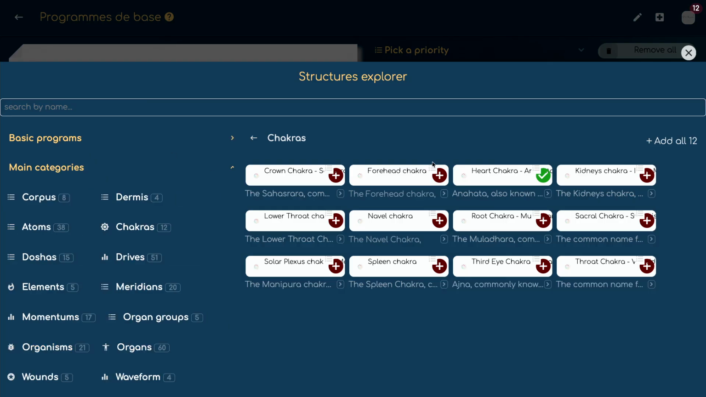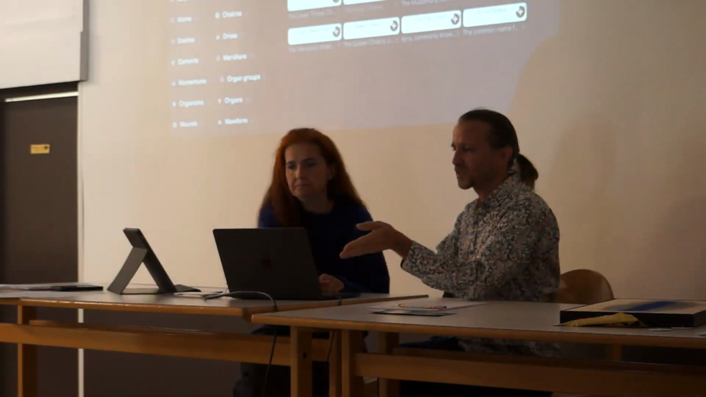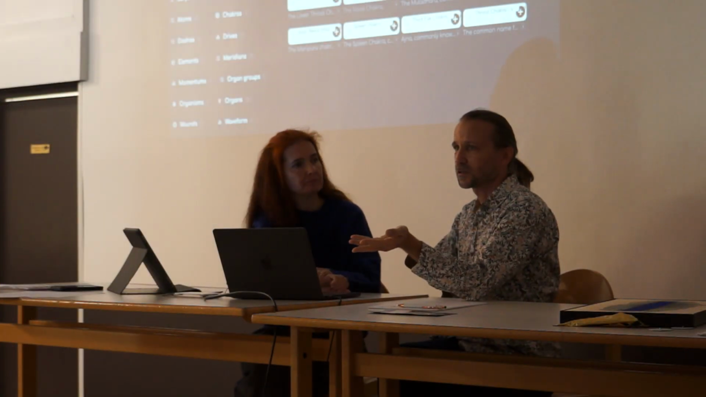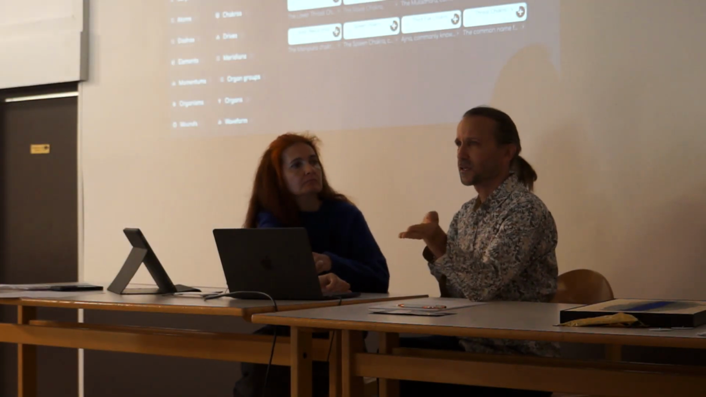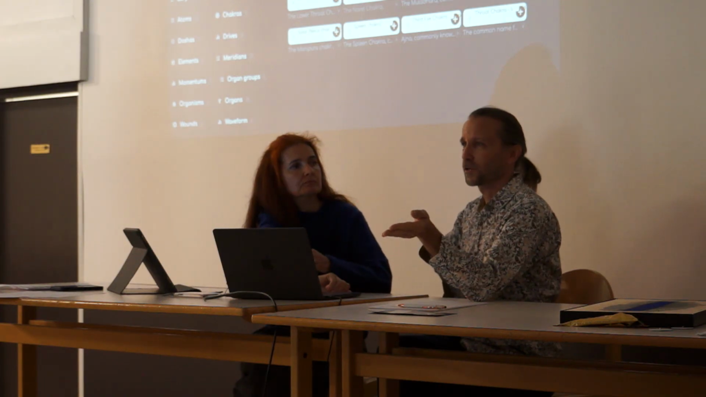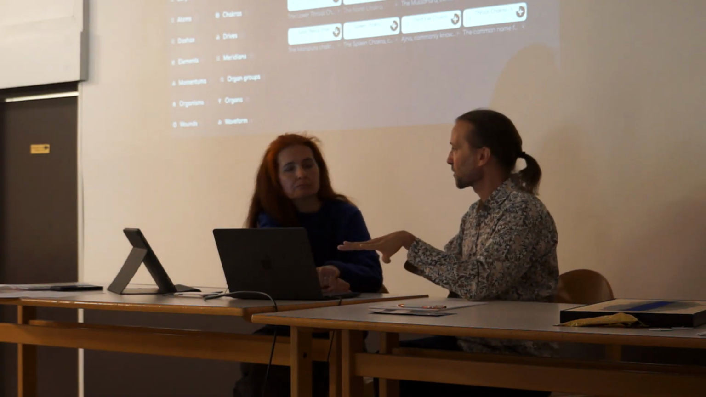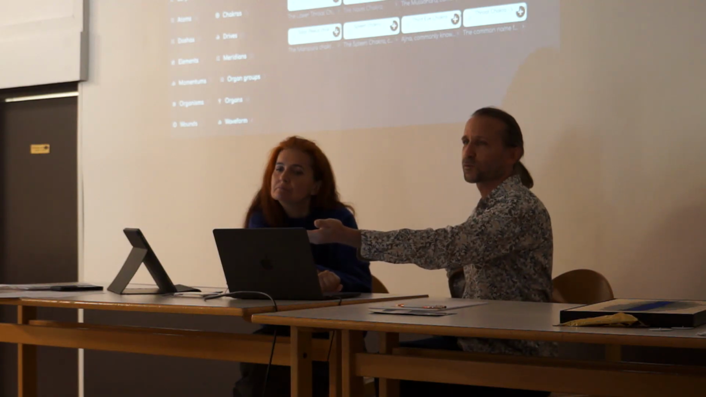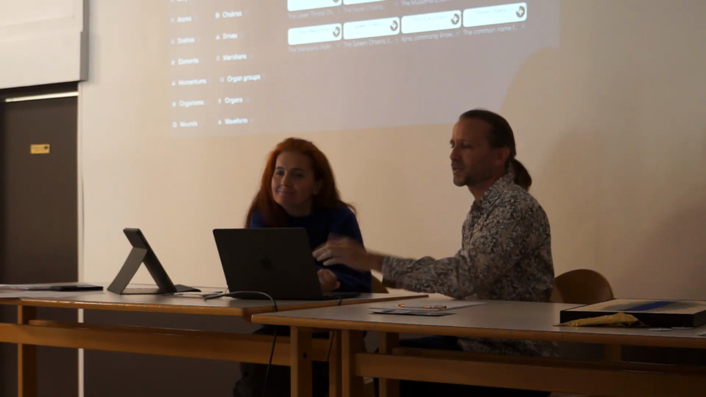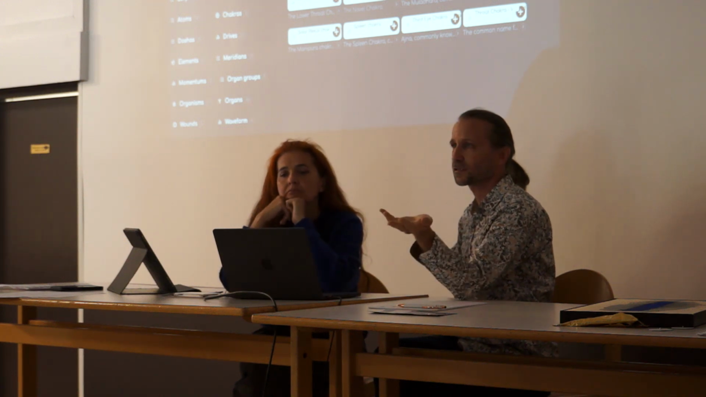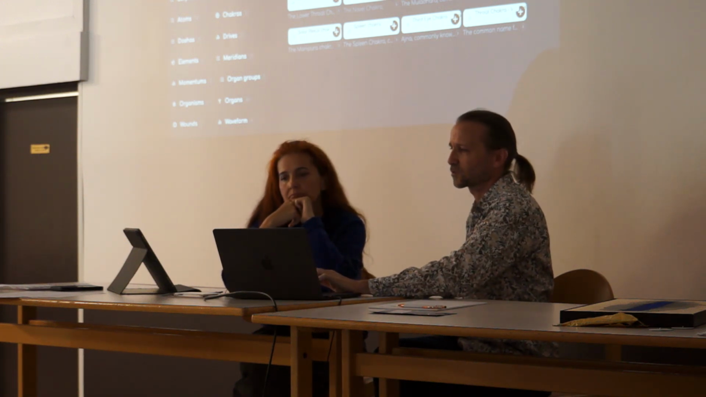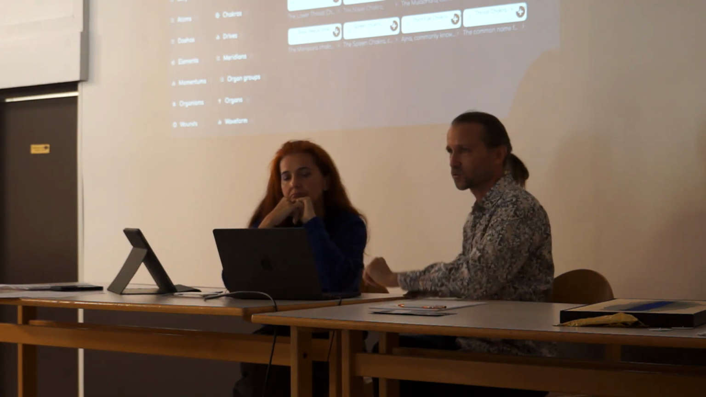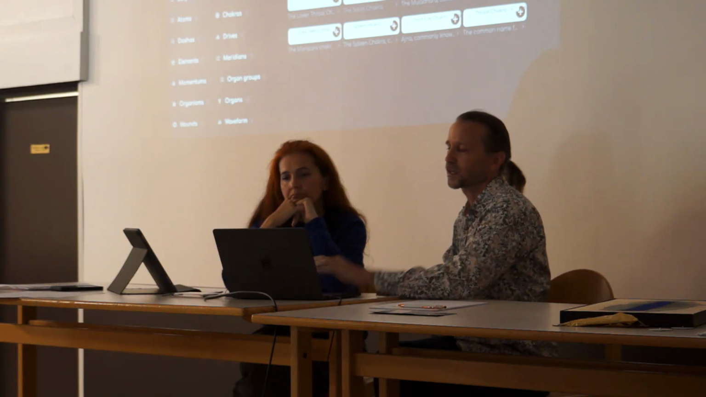So what we are designing right now is a basic program that will be used by many people. So it's not opening a library and adding everything to the priorities of the client. It's building a basic program per se that will be used as a basic program. So you don't want to add all 12. It doesn't make sense in this case. But for instance, if you want to do a basic program that would address all chakras, you could click on add all 12 and it would add the 12 elements in one go. But in that case, it's not useful.